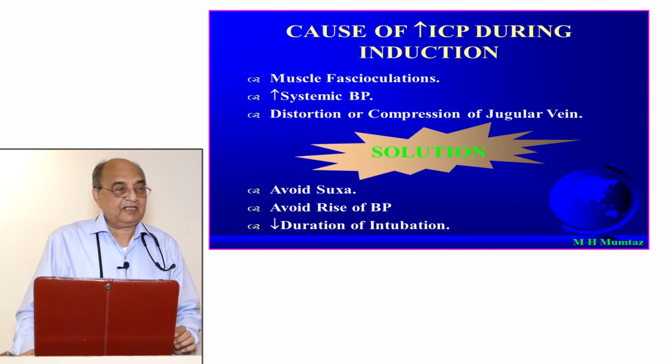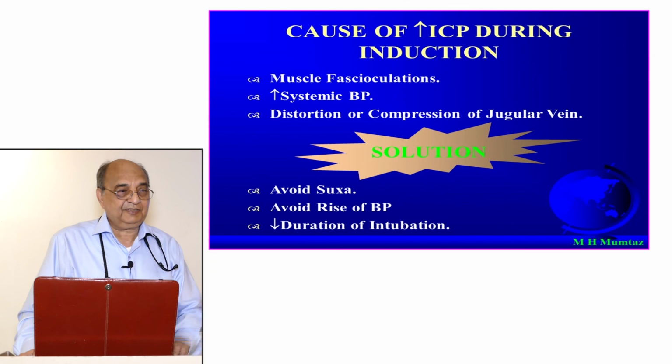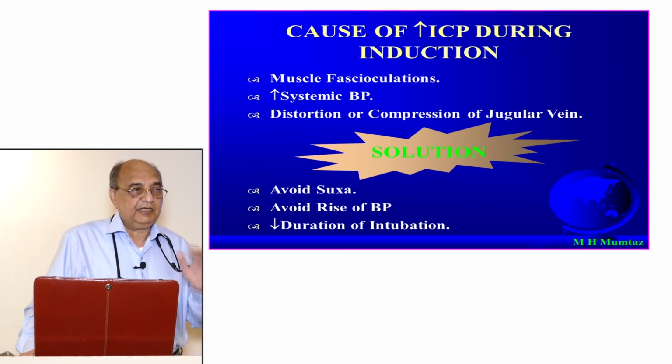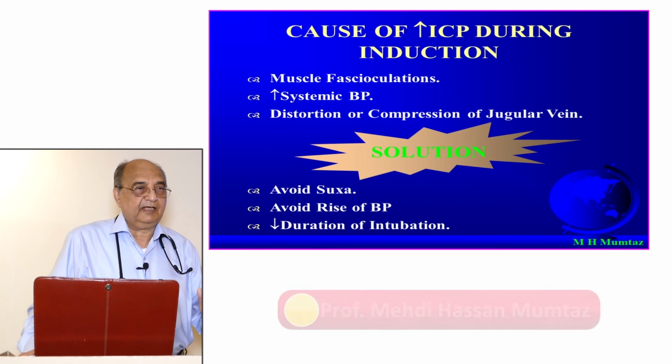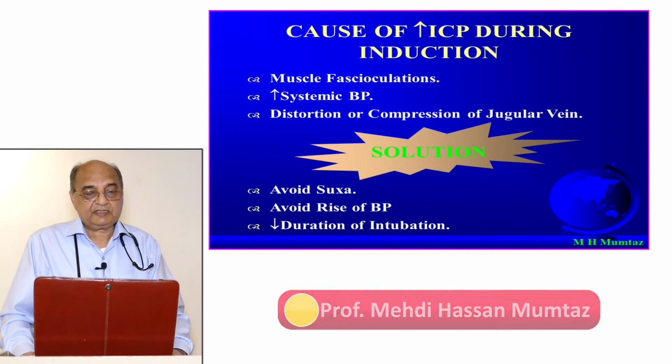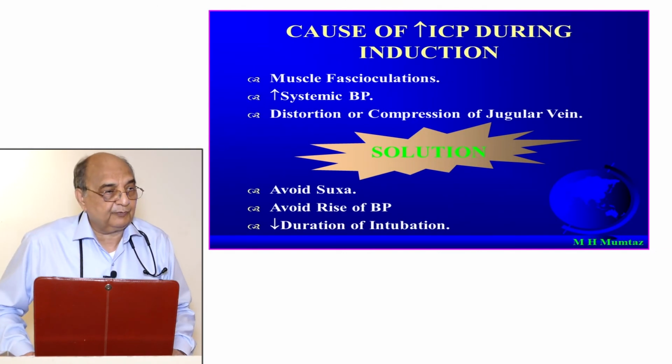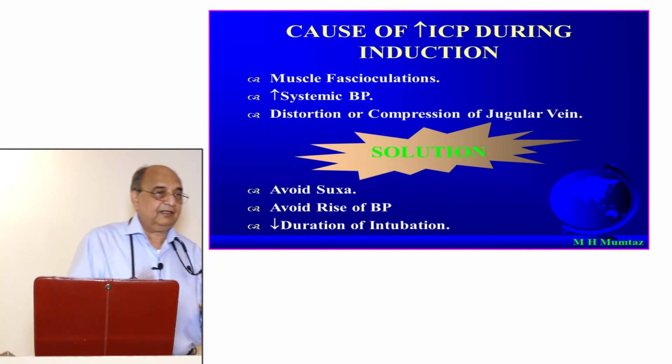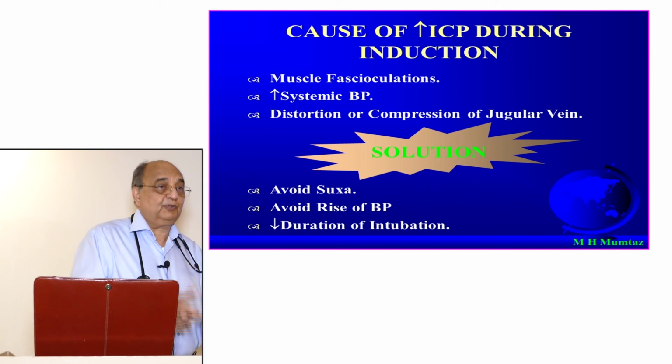Then increase in systemic blood pressure when you are inducing the patient. So it means you will have already taken the steps to keep the blood pressure stable. Never ever let the blood pressure go up when you are inducing the patient. Then distortion and compression of the jugular vein. The same things come again and again. Jugular veins are very important.